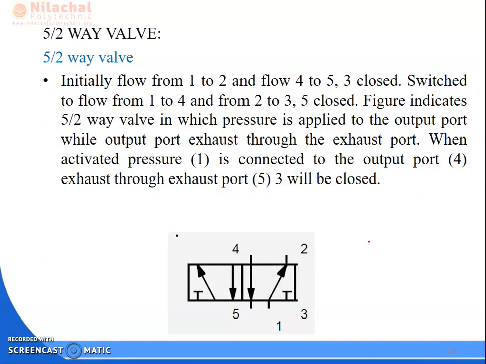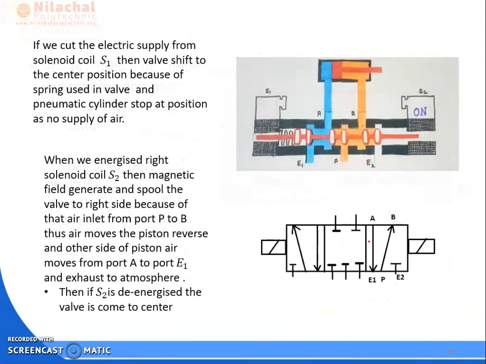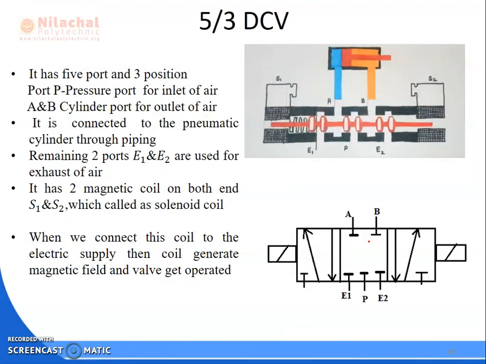Clear? So this is your 5 by 2 valve. Then we will go to the 5 by 3 valve. What is a 5 by 3 valve? It has 5 ports and 3 positions. What are the 5 ports? P is the pressure port for the inlet air. A and B are the cylinder ports for the outlet of the air. They connect to the pneumatic cylinder through pipe, and the remaining two ports, E1 and E2, are used for exhaust of air.